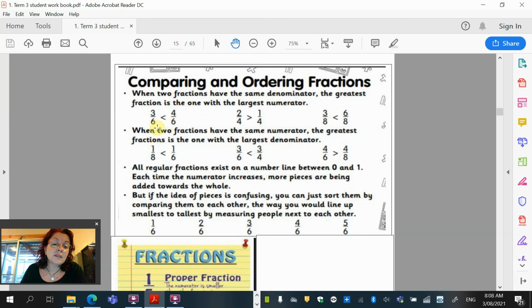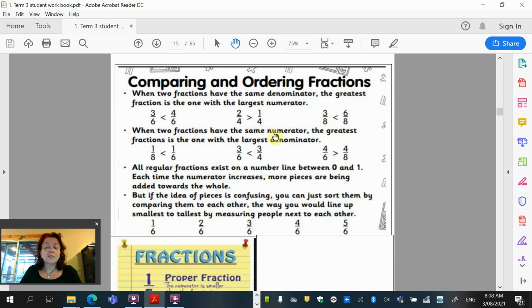So here we've got 3/6 and 4/6. Of course 3/6 is less than, the tail of the crocodile pointing at which one's the less than, 4/6. Because if we had a circle sliced up into 6 parts, and we had 4 coloured in, that's more of a whole than 3/6. 2/4 is greater than, there's the big mouth of the crocodile eating the bigger number, 1/4, because out of that circle split up into 4, a half is almost coloured in, whereas here there's only 1. 3/8 is less than 6/8.